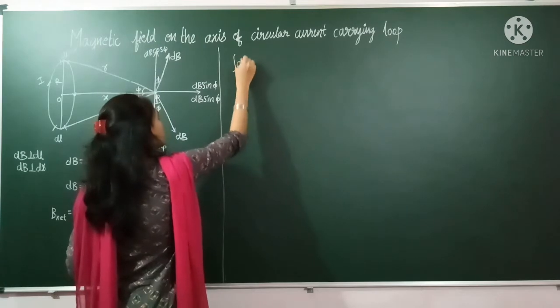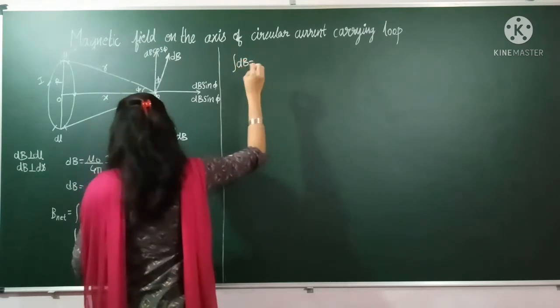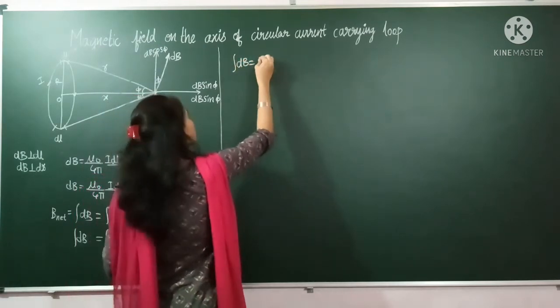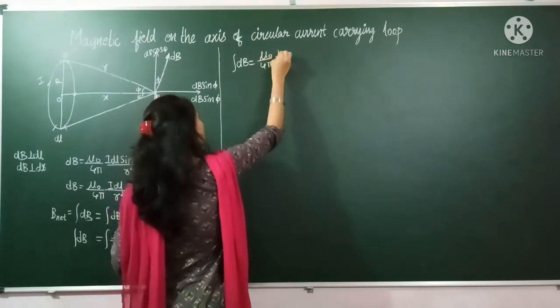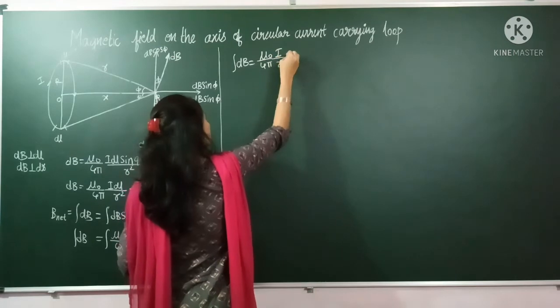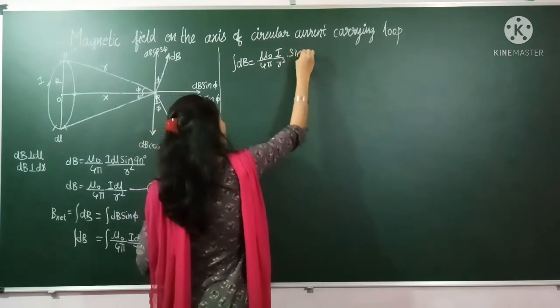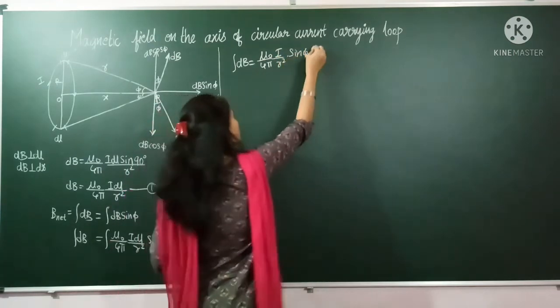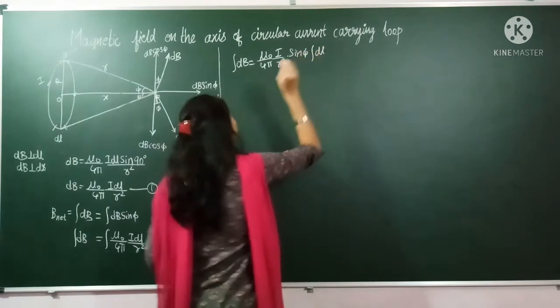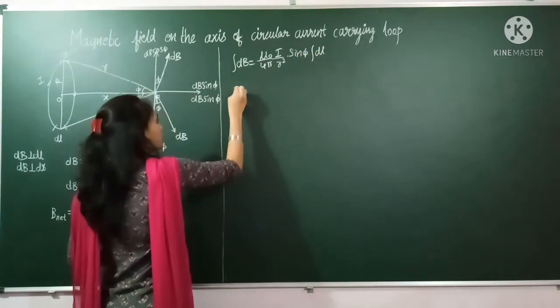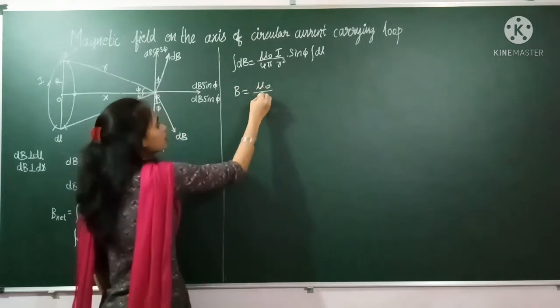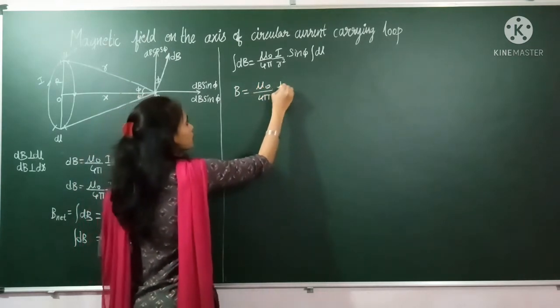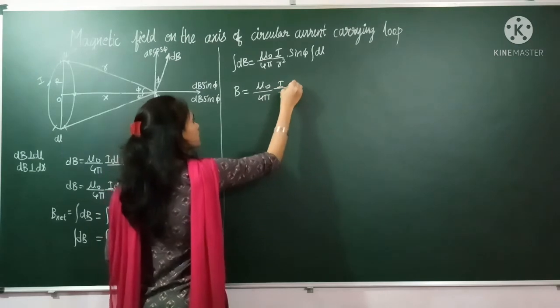Integration of dB is equal to μ0 by 4π, which is constant, I by r², and sin φ is also constant. Only we will integrate dl. Integration of dB is B, μ0 divided by 4π, I divided by r² sin φ.